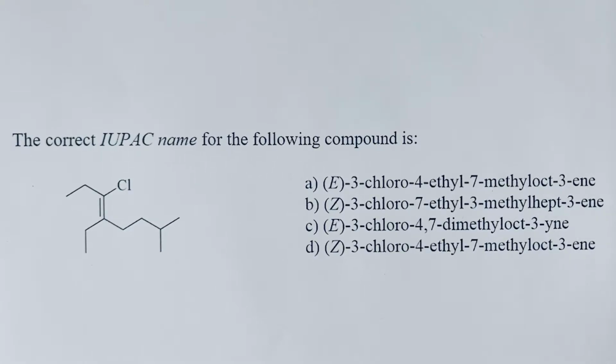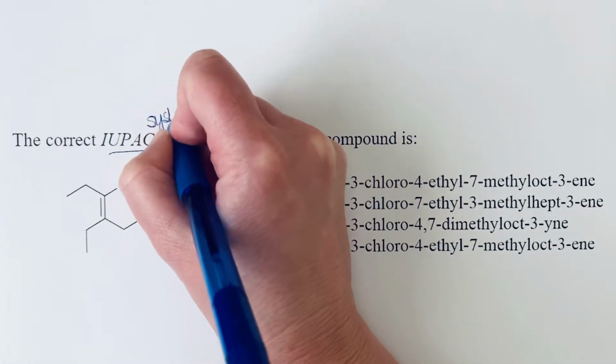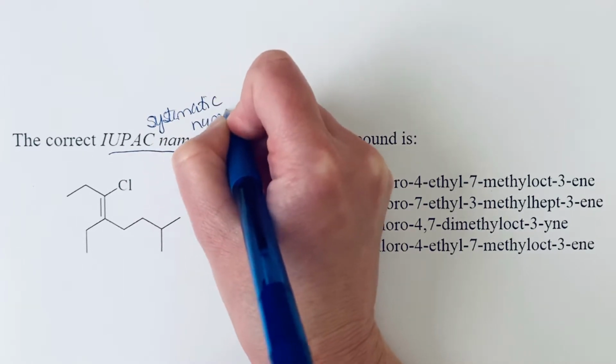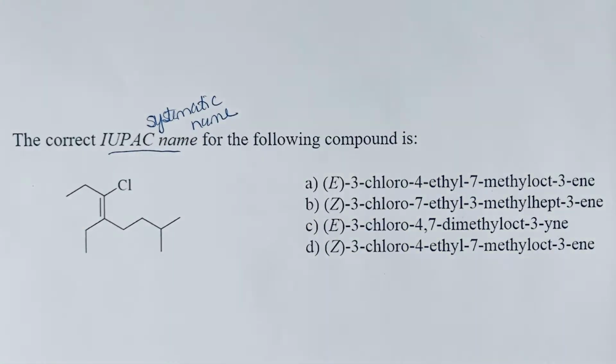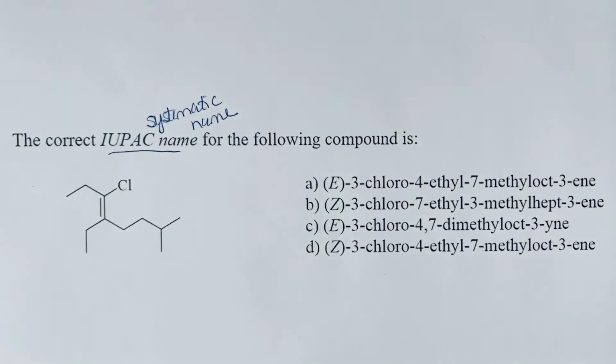The correct IUPAC name for the following compound is. So if we're looking for an IUPAC name, we are looking for the systematic name, which means that we're always starting by finding the longest carbon chain that contains the functional group, if you have a functional group. And we do in this example, we have an alkene. So we want the longest carbon chain that contains the alkene.